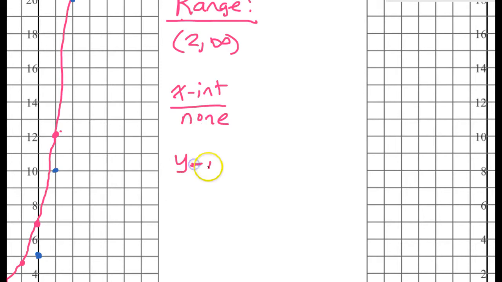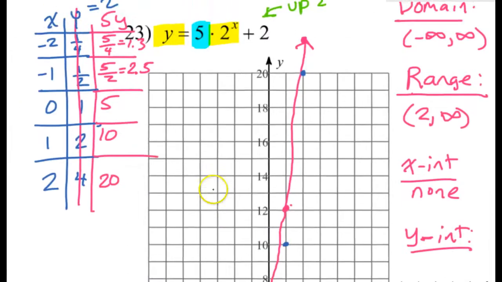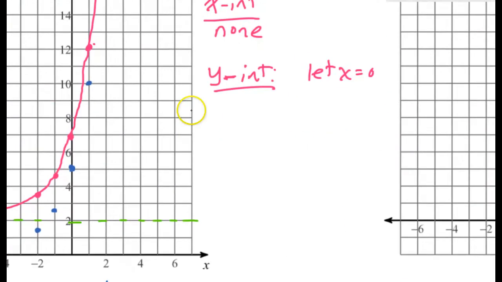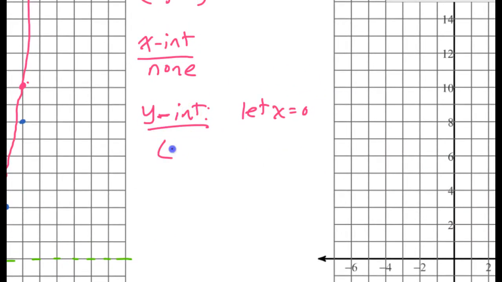And then the y-intercept. So remember, for the y-intercept, we let x equal 0. So I'm just going to look back at the original problem, and I will let x equal 0. So if I plug in 0 right here, that's going to become 1. So that really means I'm going to have y equals 5 times 1 is 5, plus 2, so 7. Okay, so that's why the y-intercept is going to be (0, 7).